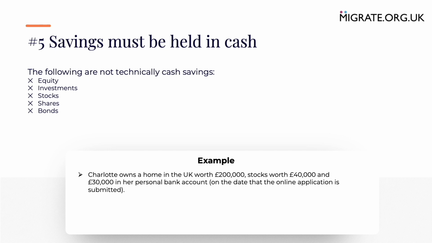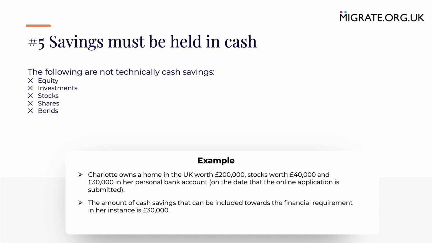Let's use the example of Charlotte, who owns a home in the UK worth £200,000, has stocks worth £40,000, and has £30,000 in her personal bank account on the date that the online application is submitted. The amount of cash savings that can be included towards the financial requirement, in her instance, is £30,000. Charlotte's property and stocks, however, can be included in the immigration rules in limited circumstances if they're sold within the 6-month period under the 2 provisions which we will shortly discuss.